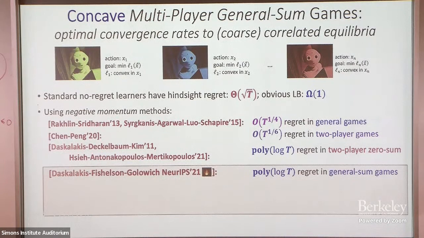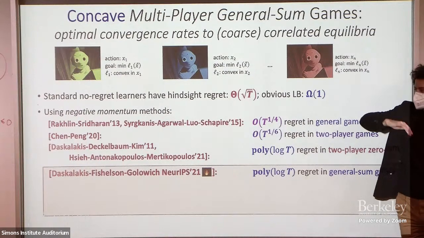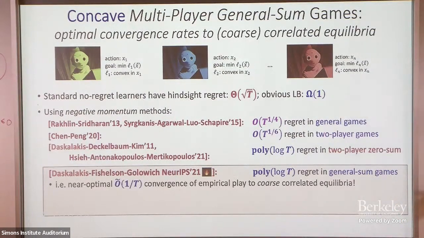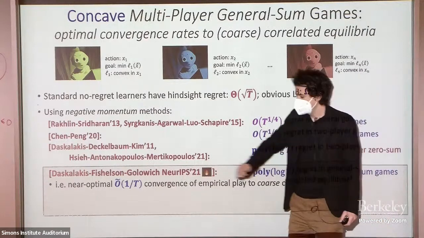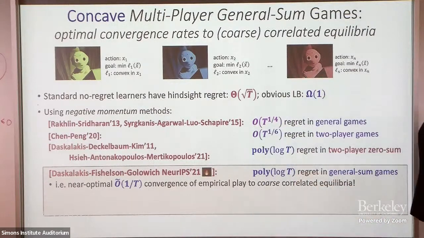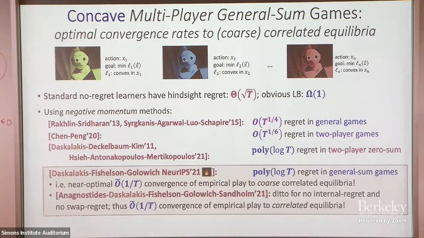A very recent work of my own shows that actually you can get polylog T in general-sum games. So in arbitrary games, you can come up with methods, methods like optimistic gradient descent ascent, whose regret scales like polylog T over T rounds of interaction, which means that you have near optimal convergence to correlated equilibrium. So in this work, we saw coarse correlated equilibrium, but in some follow-up paper, we also show it for correlated equilibrium. I don't have too much time to talk about this proof.